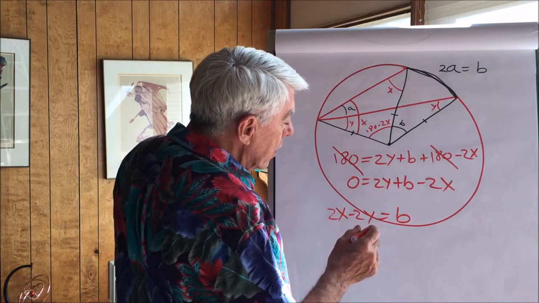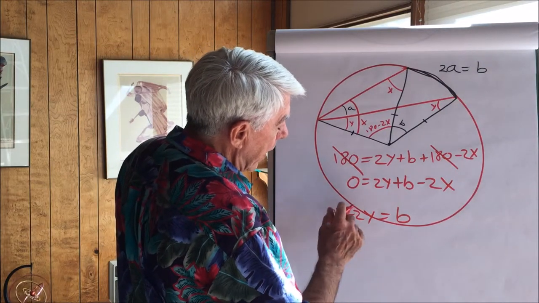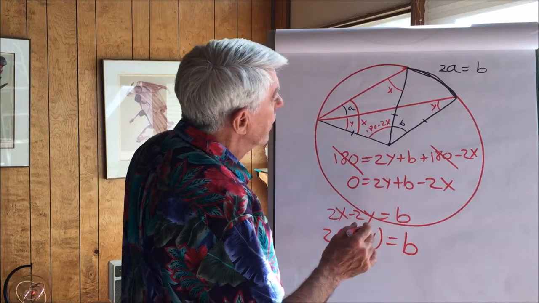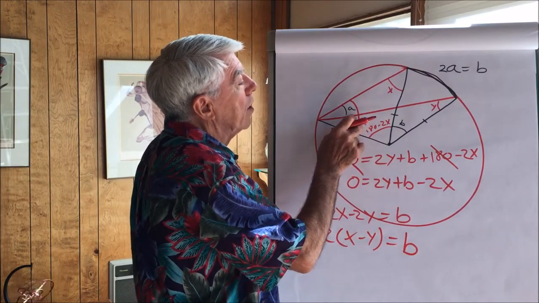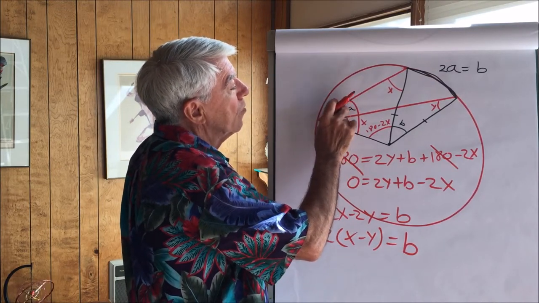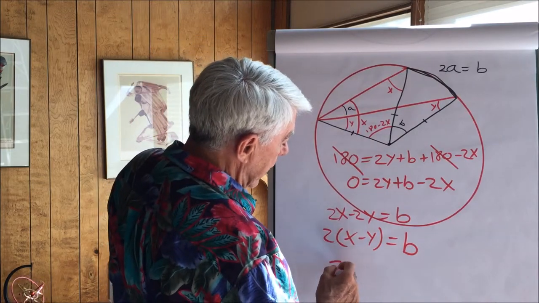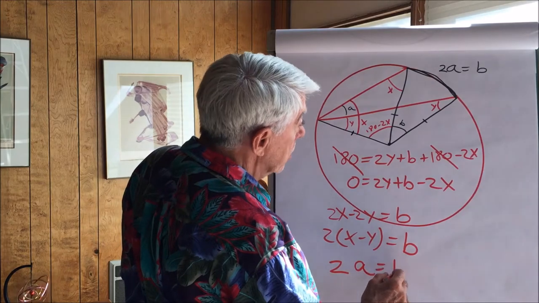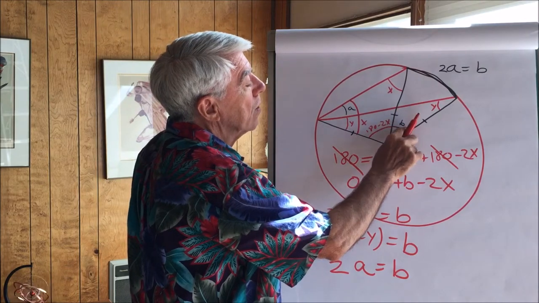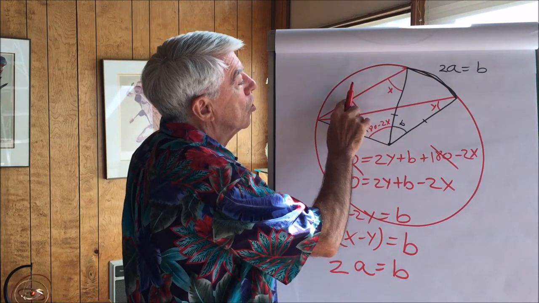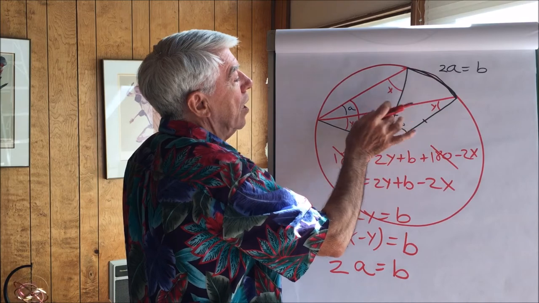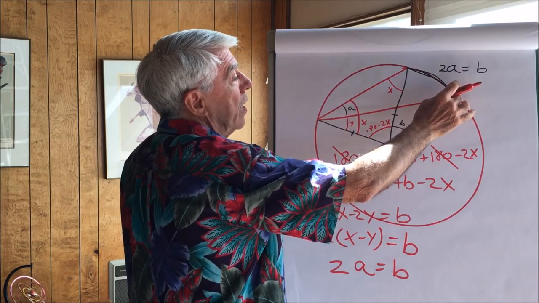Now, here let's factor the 2 out. X minus Y equals B. And we look over here, X was this angle. Y is this angle. So if we subtract Y from X, we're left with A. So we have 2A equals B, exactly what we set out to prove, that B, the central angle, is twice the inscribed angle, where both the central angle and the inscribed angle are subtended by the same arc.